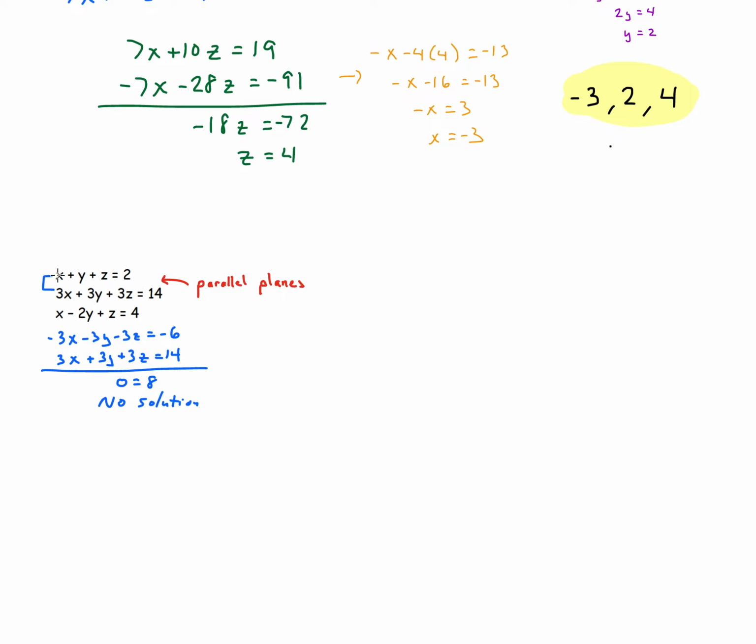If you look at the ratio of all the x's and all the y's and all the z's, they're all just 3 times each other, which really means they're the same plane with a slightly different distance from the origin, which does lead to a no solution. So you'd be done.